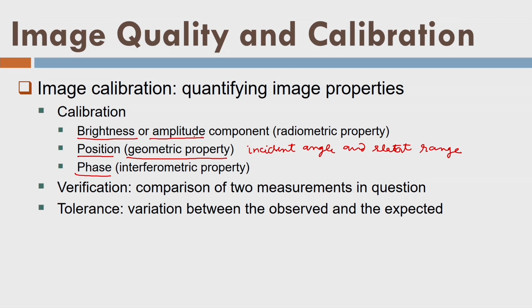In case of brightness, we have two components, as we said, amplitude and phase, so we do it for both. After doing this, we have a calibrated image. Then we do the verification. We compare the two measurements in question. What is the meaning here? After calibration, we got some values of the image, and then we take a couple of pixels randomly and see what the reference value of those is in the real field. Then we compare the two, and if the difference between the observed and the reference is within some threshold, we say that we have done calibration successfully. So that is the idea of the calibration of a radar image.